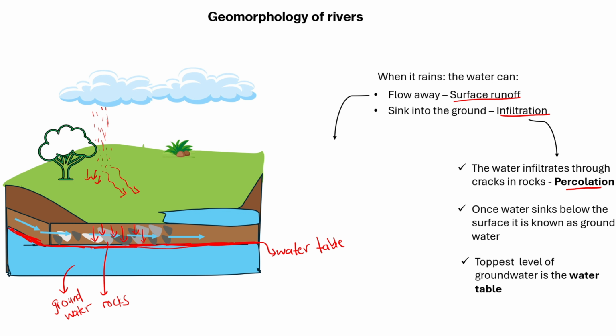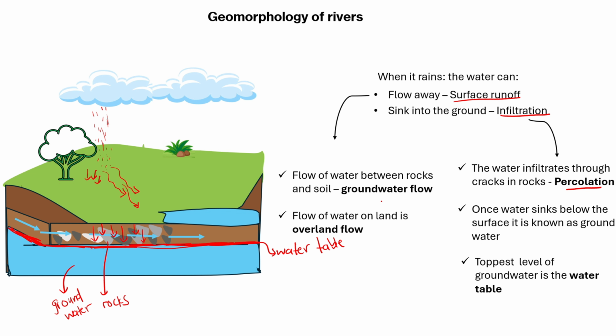Now let us look at runoff. What can happen if the water runs off from the surface? The flow of water between rocks is known as groundwater flow. Just like here, you can see that water can flow between rocks. This is not the same thing as percolation, because in percolation the water is infiltrating, sinking down into the ground. But when the water is flowing within the rocks, that is known as groundwater flow, because groundwater is the water that is found beneath the surface of the earth.